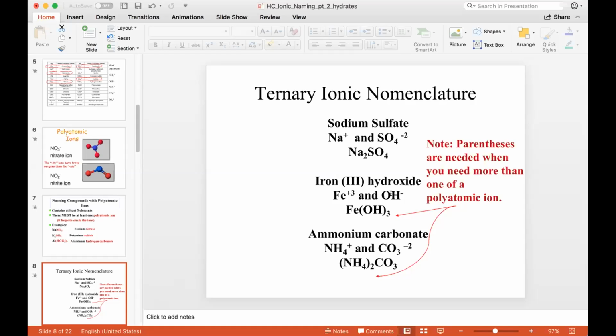Because you need 3 hydroxides to go with every 1 iron, we need to show that there have to be 3 hydroxides. And every time you have more than one of a polyatomic ion, you put that polyatomic ion in a parenthesis. So since we need 3 of the hydroxides, the hydroxide goes inside a parenthesis with a 3 outside of it. We don't write it as Fe and then O3H3. And also, if you don't include the parenthesis, that would only mean that there are 3 hydrogen atoms and not also 3 oxygen atoms.